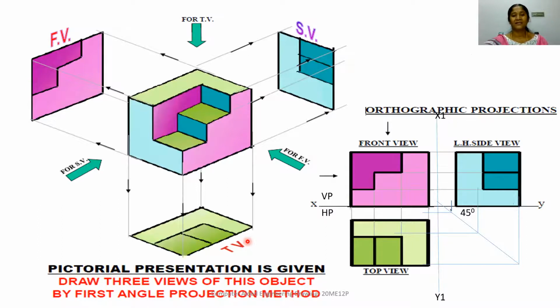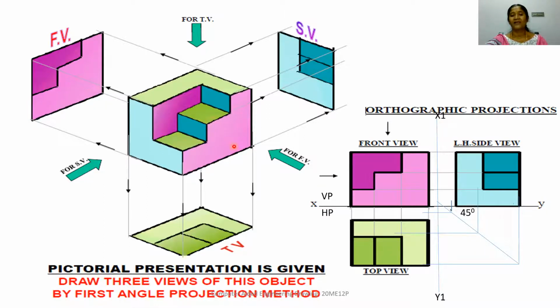So this is a stepped block that is colored in various colors to indicate the front view, the top view, and the side view of the component. I have a stepped block colored in different colors, and this is the direction indicated for the front view, this is the direction for the side view, and this is the direction for the top view. If I observe from this direction, that is from the front, I can see two plane surfaces that are colored in pink. So the front view of this stepped block is nothing but two plane surfaces colored in pink.